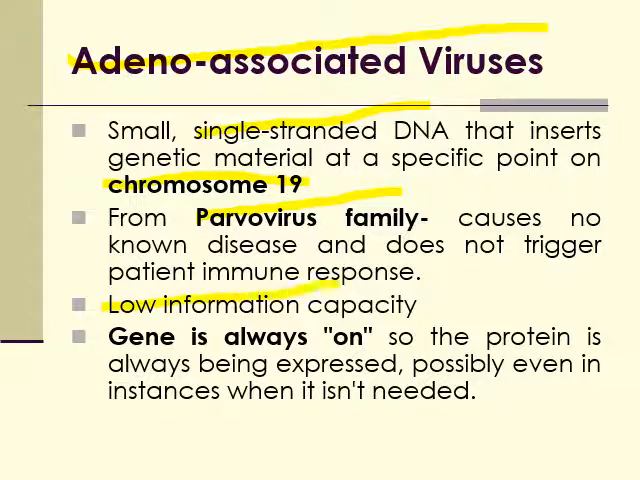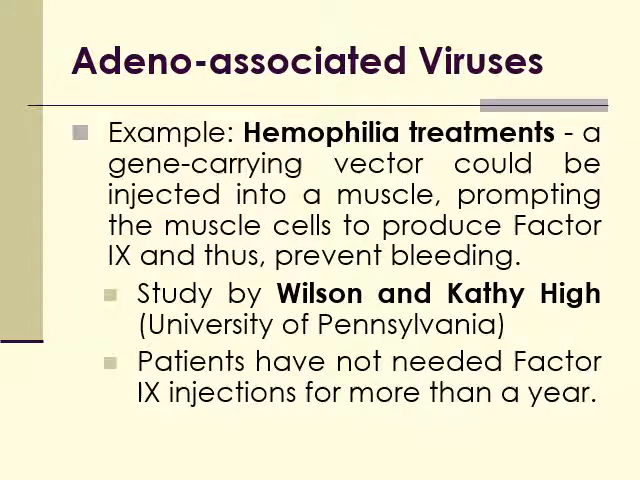They have low information capacity, and the gene is always on, so the protein is always being expressed, possibly even in instances when it isn't needed. An example is hemophilia treatment, where a gene-carrying vector could be injected into the muscle, prompting the muscle cells to produce factor 9 and thus prevent bleeding.